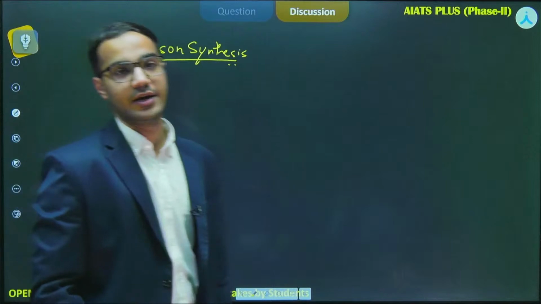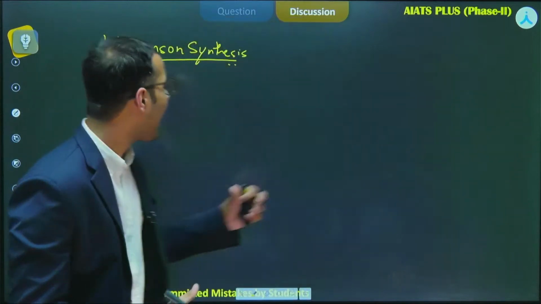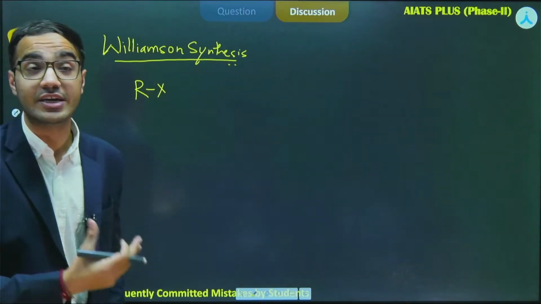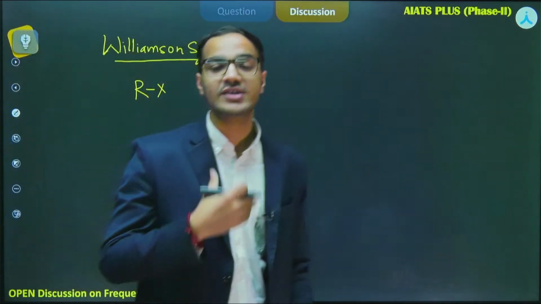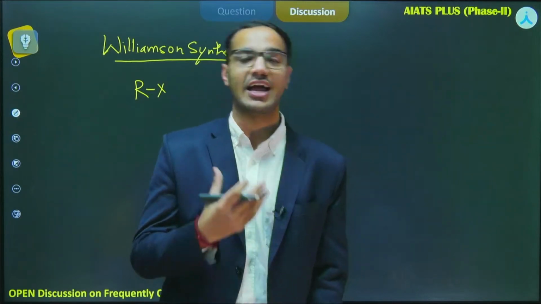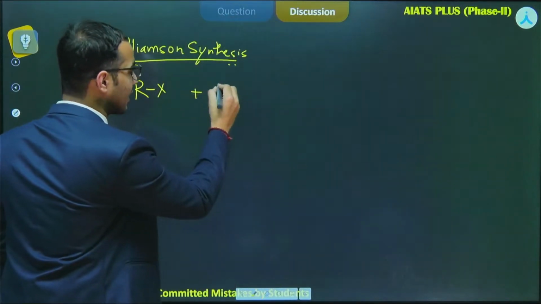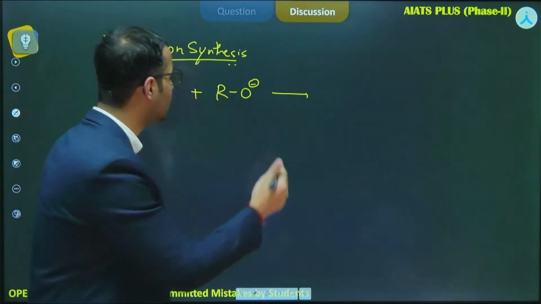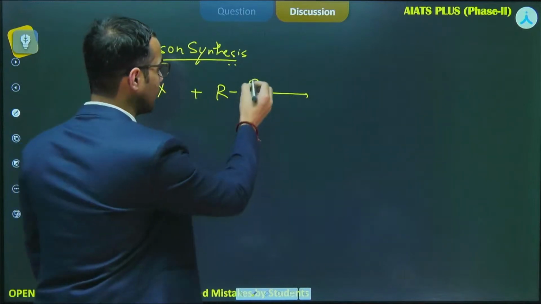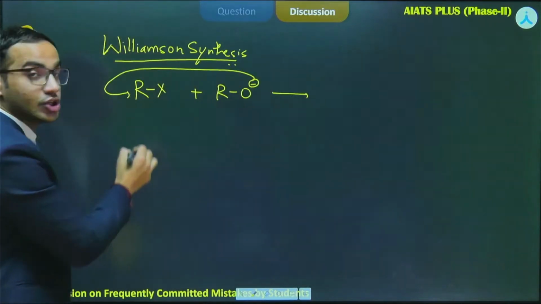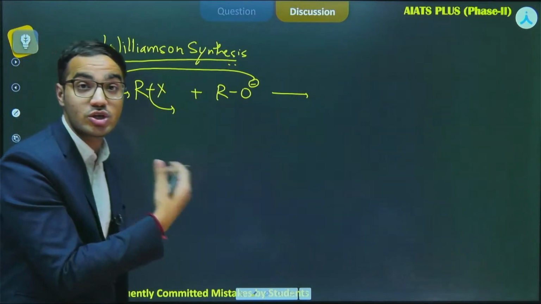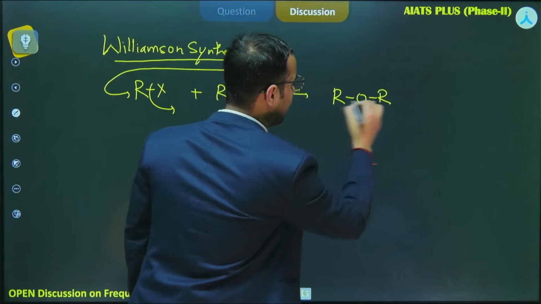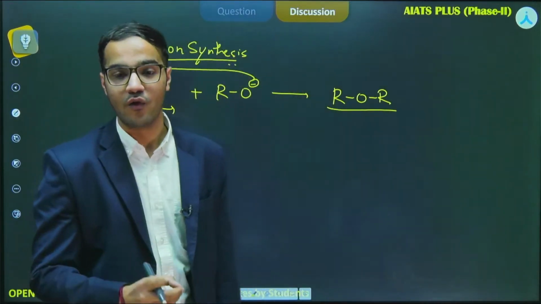So how can we prepare the ethers? We have to take an alkyl halide, and along with it, we have to take an oxide, or we can say an alkyl oxide. If we take an alkyl oxide, RO minus, in the presence of dry ether, it will show an SN2 reaction. It will attack at this position, leaving behind the halogen and yielding ROR. This is the ether.